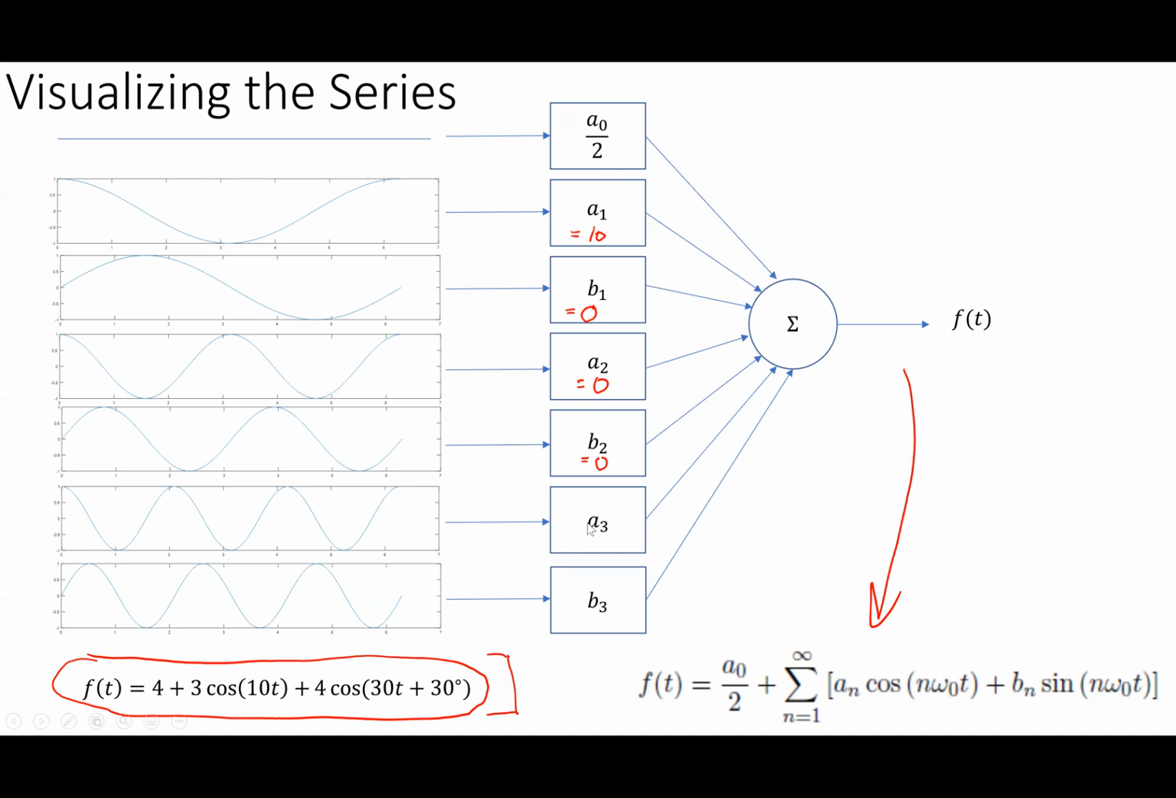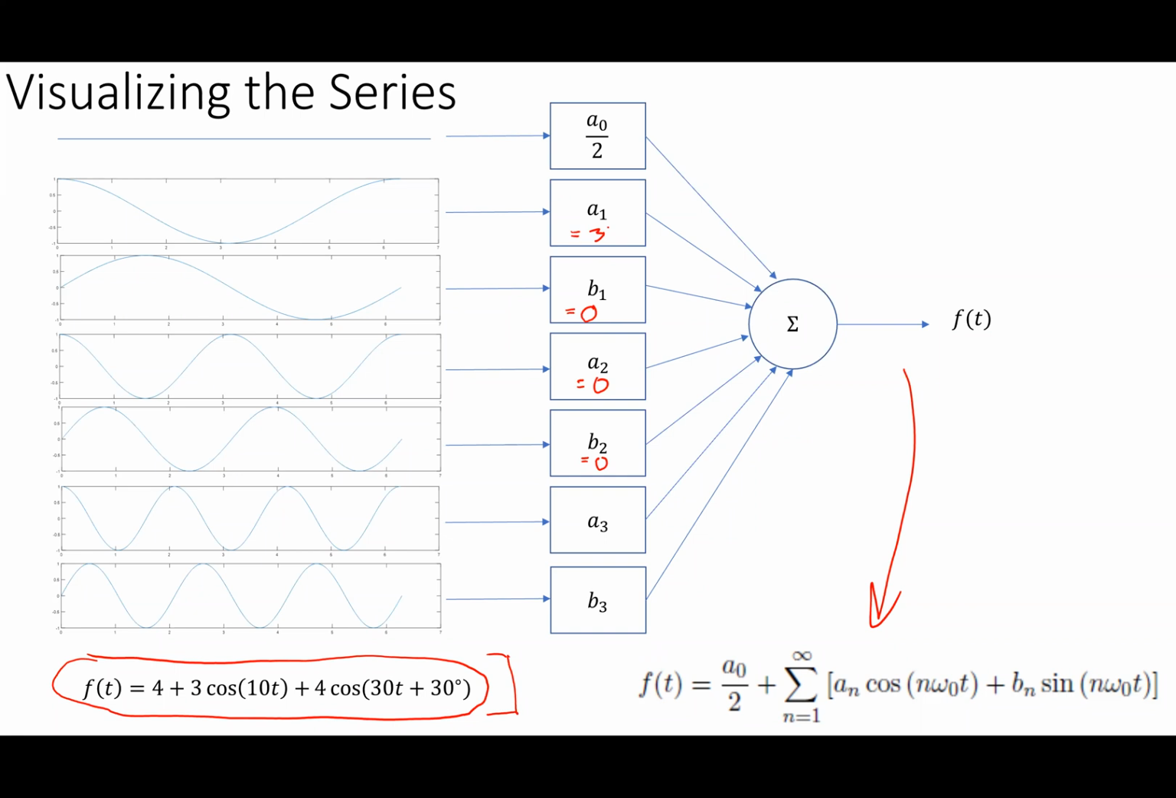But I do need some A3. Wouldn't A1 be 3? Oh, sorry, A1 would be 3. Sorry, I was looking at the frequency when I wrote that. A1 would be 3. Thank you. All right, A1 would be 3.